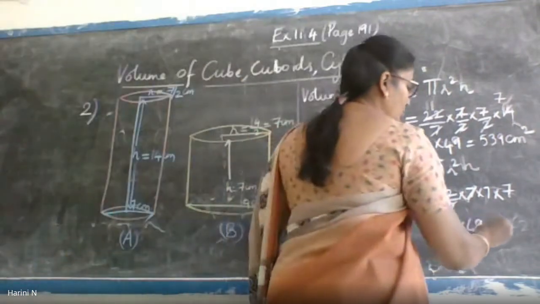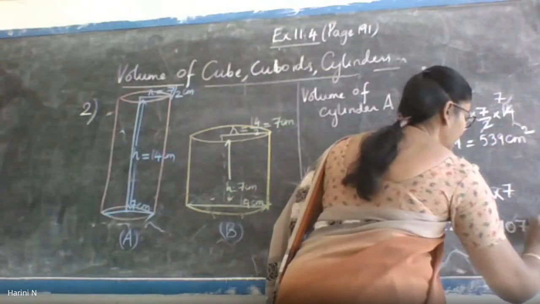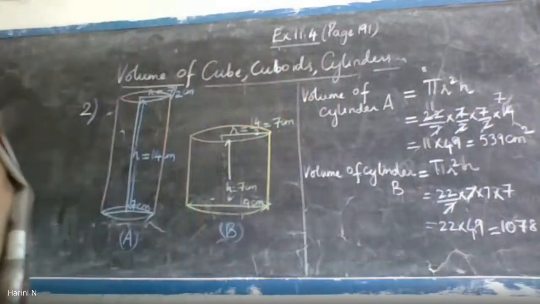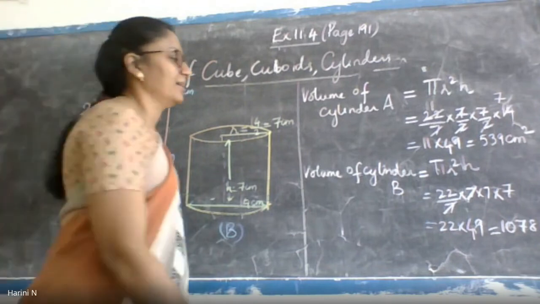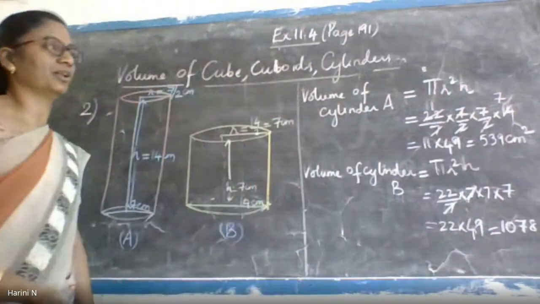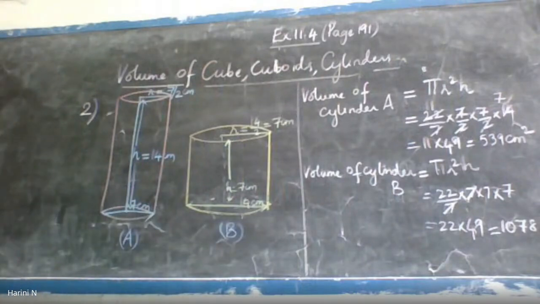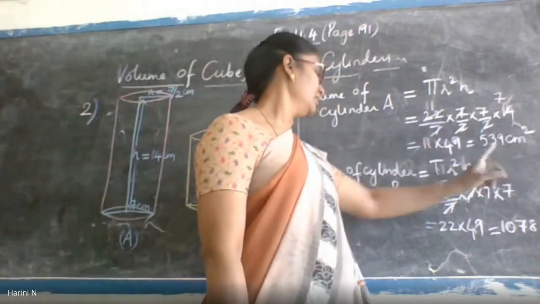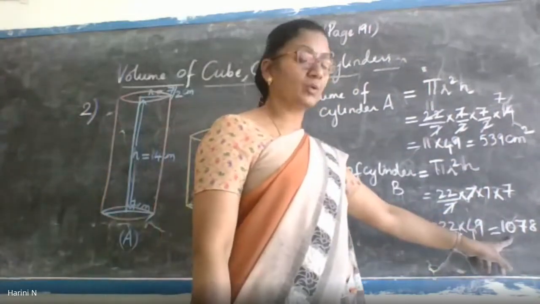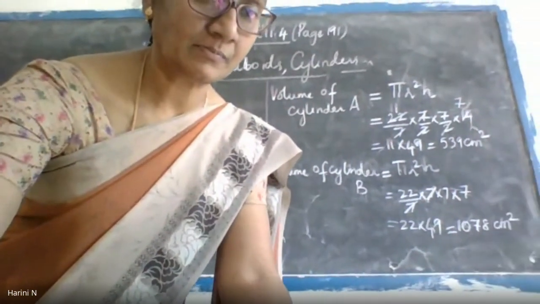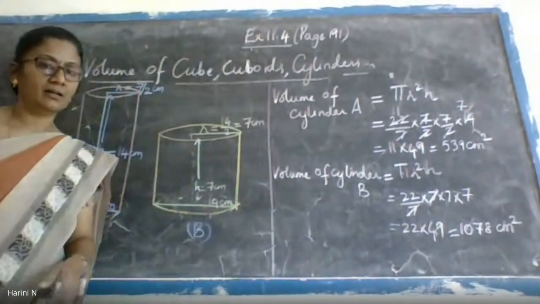Which will be equal to 1078 centimeter square. See if you are getting the same answers. I am doing it because it is getting recorded. I want a little faster calculation to go on. Please verify if you are getting the same answers. Now compare, volume of cylinder A is 539, but volume of cylinder B is 1078. Visible? So when you're comparing, which is having the larger volume?